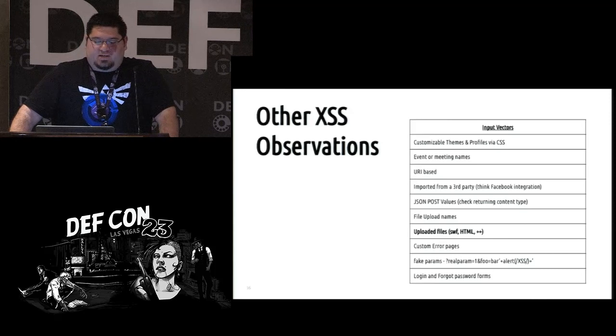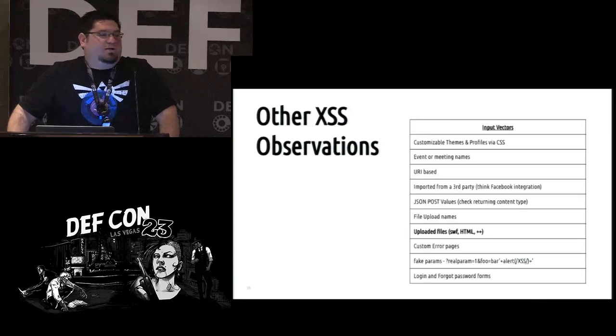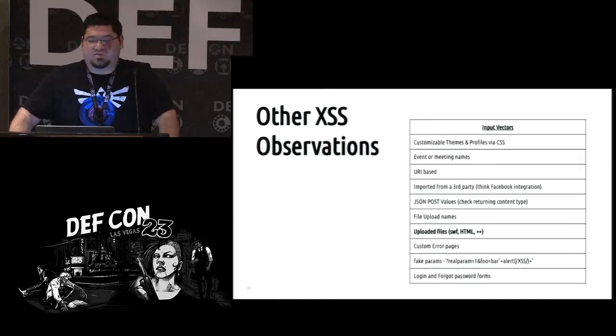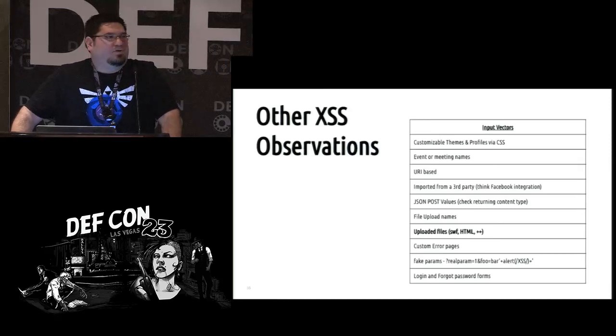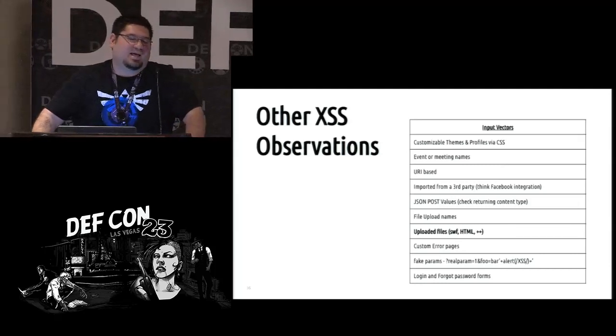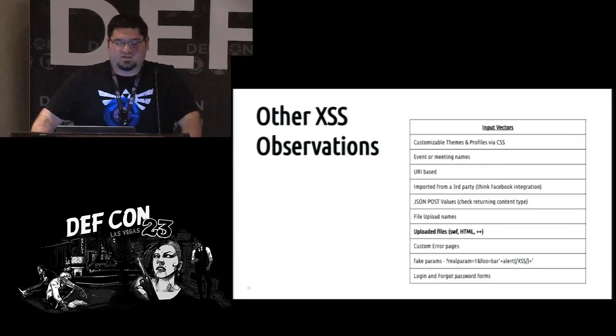JSON post values that didn't return the correct content type. A lot of people discount web services right away because they think that the content type won't execute cross-site scripting, or won't execute JavaScript. So you have to really check and make sure they're returning the correct content type. Otherwise, you can get reflected XSS in a lot of web services like that. File upload names, when you're uploading a file, just try to change it to script alert or whatever. It's going to echo that file name back usually in a lot of places.